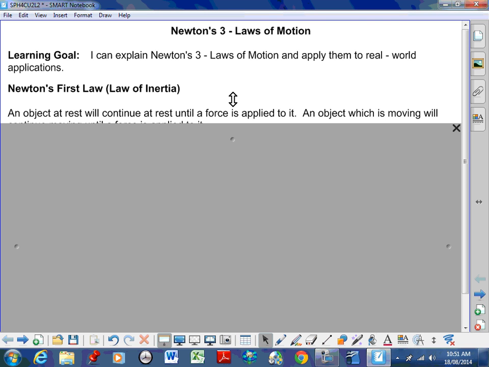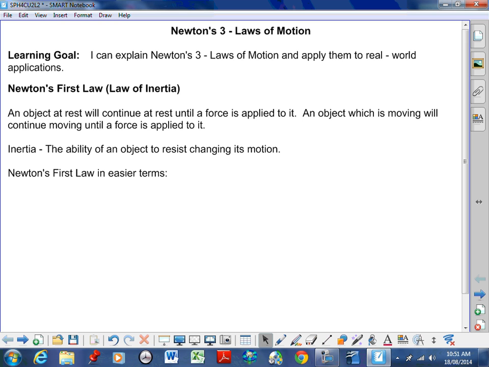So let's talk about Newton's first law, and you might know it as the law of inertia, but it is Newton's first law. And the textbook definition is an object at rest will continue at rest until a force is applied to it. An object which is moving will continue moving until a force is applied to it. So, definition first of all of inertia, the ability of an object to resist changing its motion.